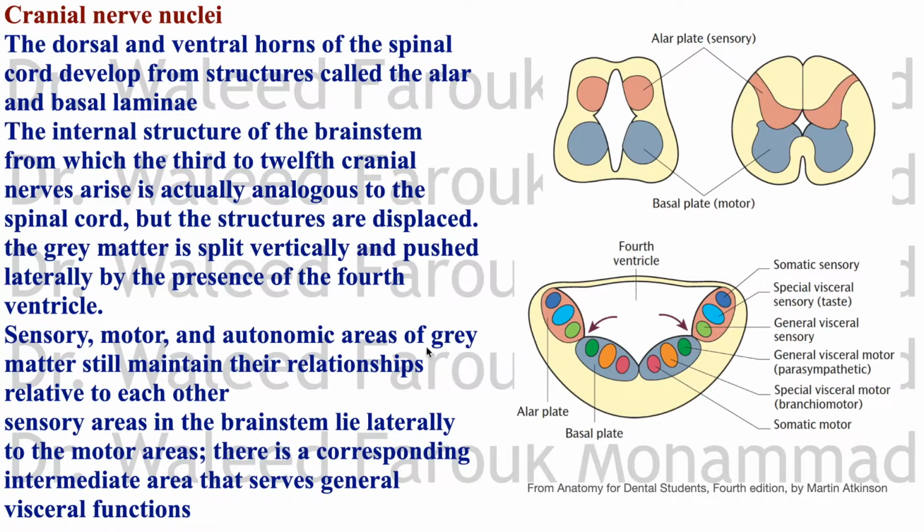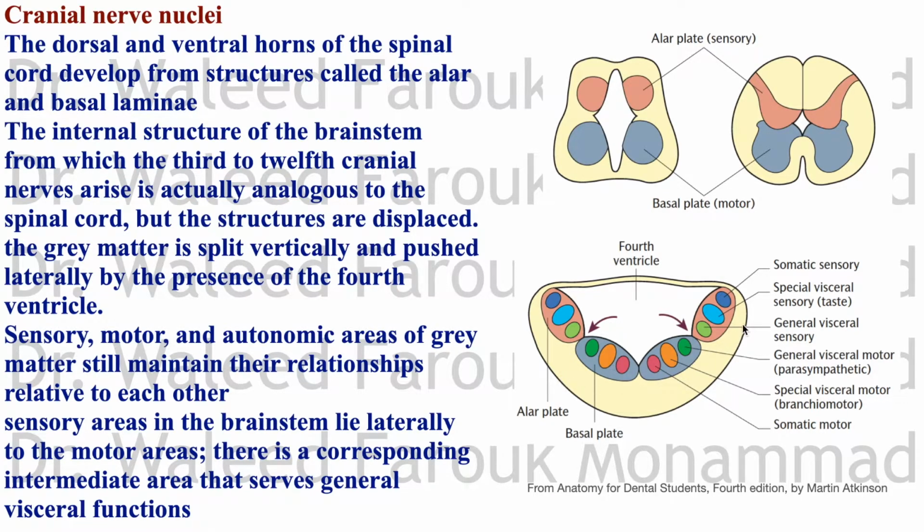The dorsal and ventral horns of the spinal cord develop from structures called the alar plates and basal plates. These are the basal plates and these are the alar plates. They are the same in the brainstem, but will be displaced because of the growth of the fourth ventricle, keeping the relationship between the sensory, motor, and autonomic areas of gray matter maintained relative to each other.